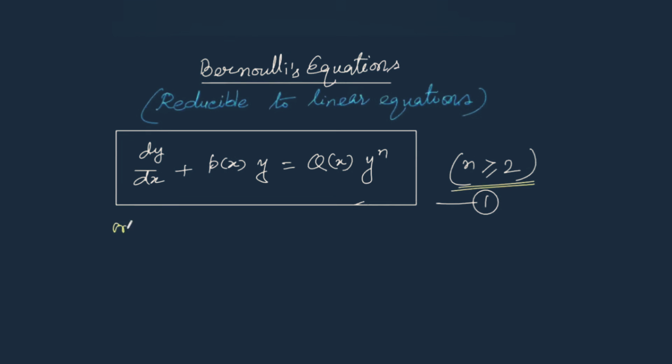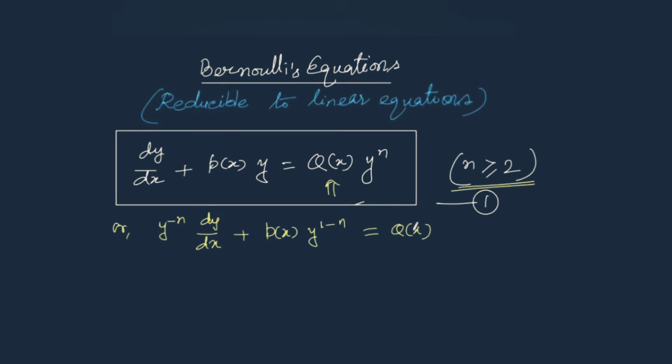First, multiply the whole equation by y to the power negative n, because we just want only a function of x on the right hand side, that is, we want only Q on the right hand side. So multiplying by y^(-n), we get y^(-n) dy/dx + P(x) y^(1-n) = Q(x).